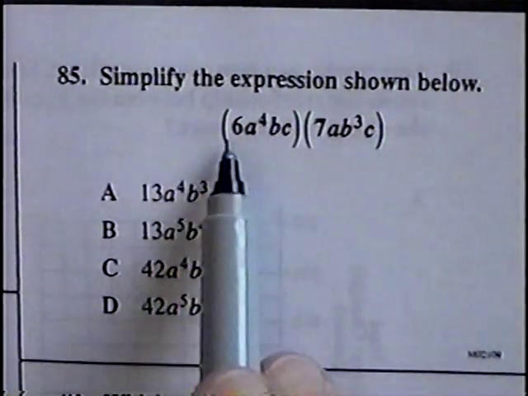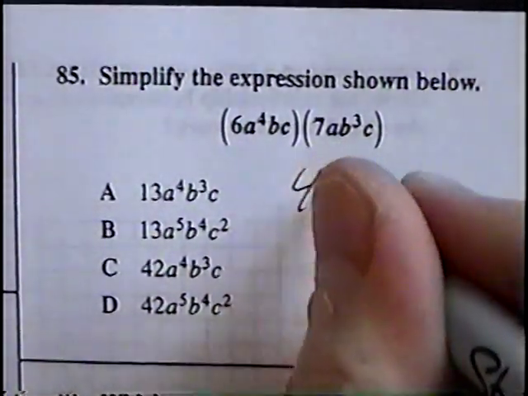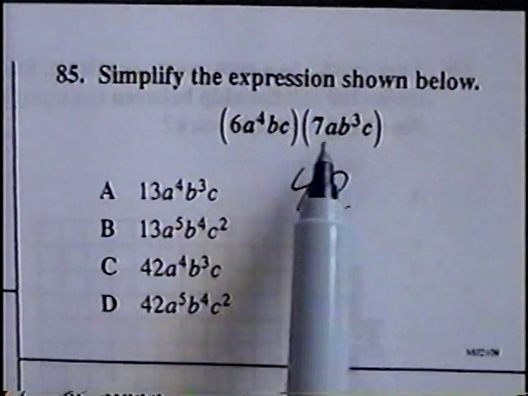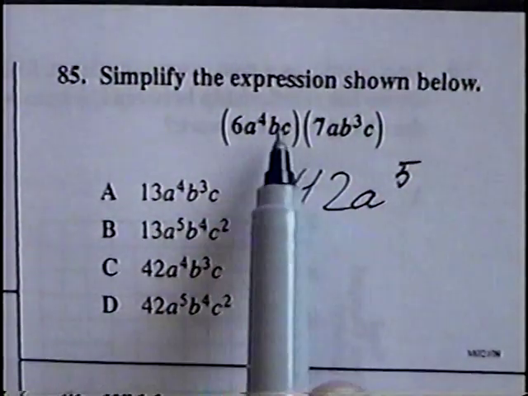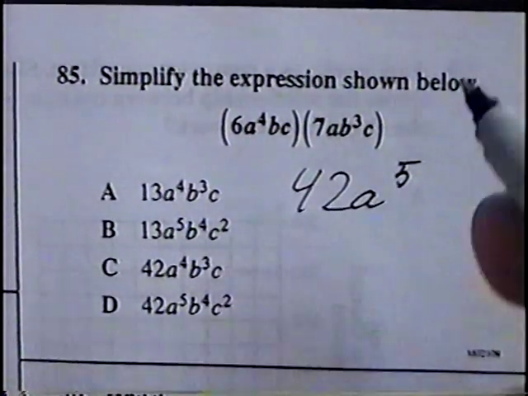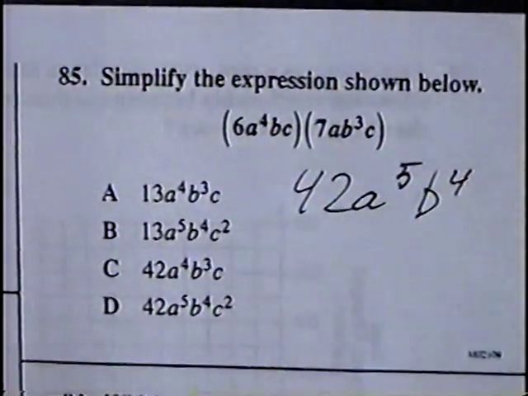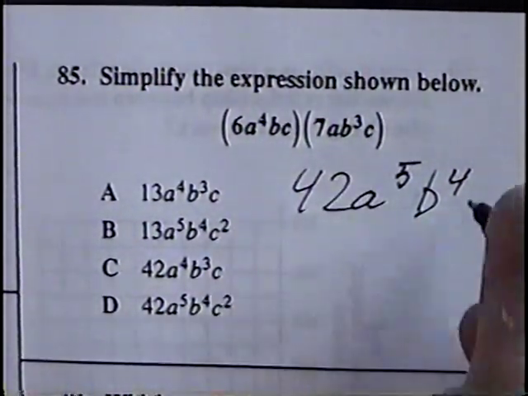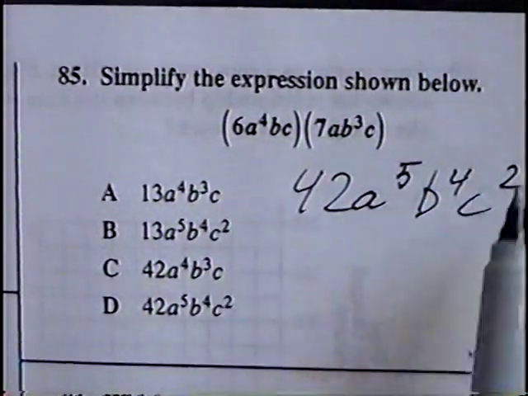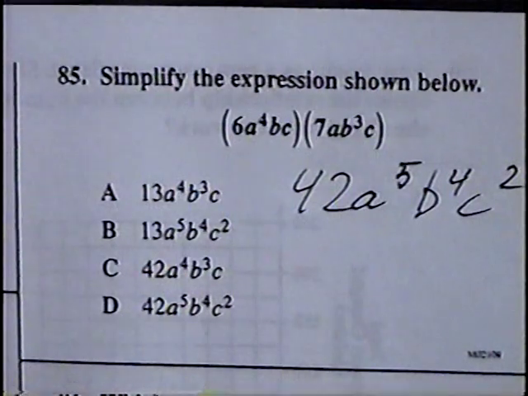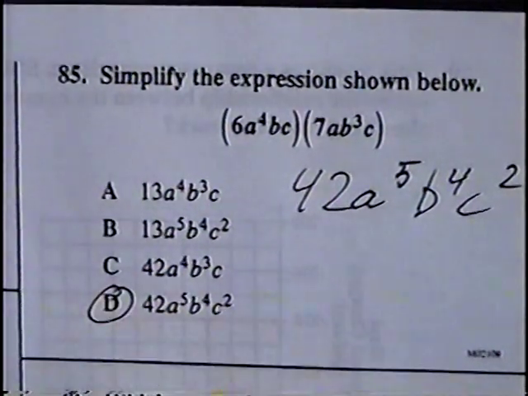Multiplying this out, we would have 6 times 7, which would be 42. A to the 4th times 1 more A would be A to the 5th. B times B to the 3rd would be B to the 4th. And C times C would be C squared. When you multiply variables, we'll be adding the exponents. Correct answer for this one would be letter D.